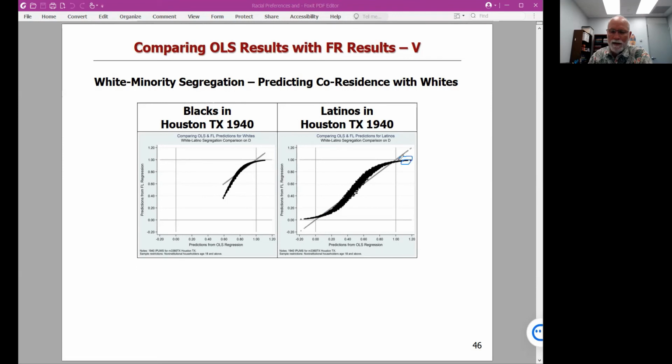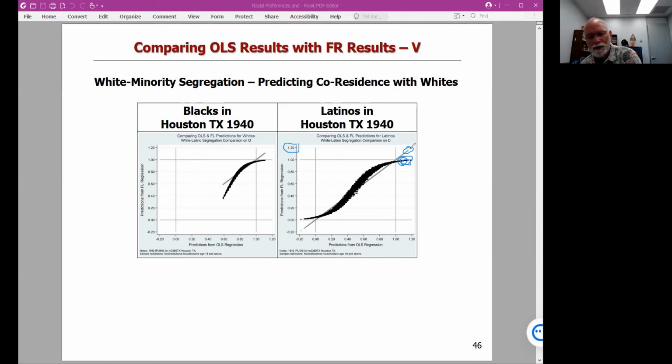If I'm right here, the fractional regression has predicted a value of about 0.99. The OLS regression has predicted 1.1. It's off. Well, actually, look at the scale. It's predicting 1.2 in terms of a percentage value.